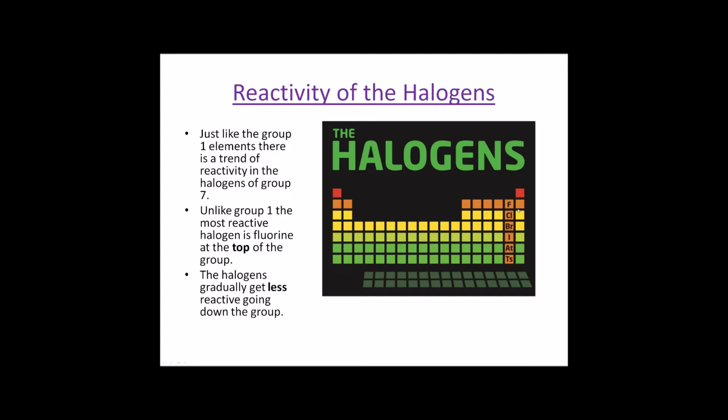So here are the halogens. We've got fluorine, chlorine, bromine, iodine, astatine, and you don't really need to know about these last two. The ones on the syllabus for GCSE are fluorine, chlorine, bromine and iodine. They're the big ones that we're going to focus on. And as we go down the group, they get less reactive. So most reactive at the top, least reactive at the bottom.